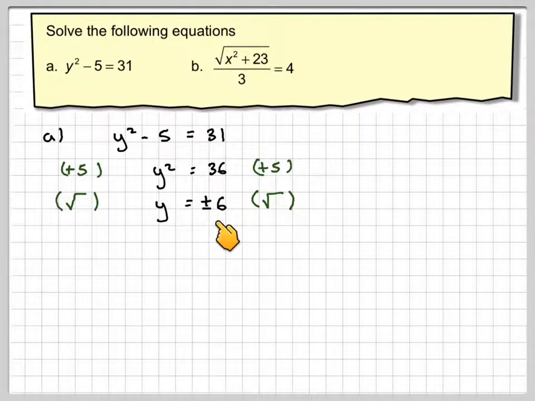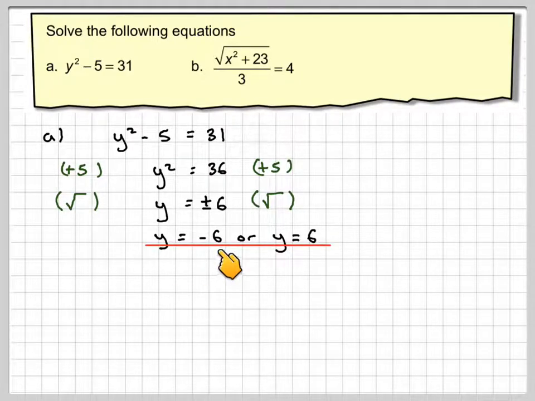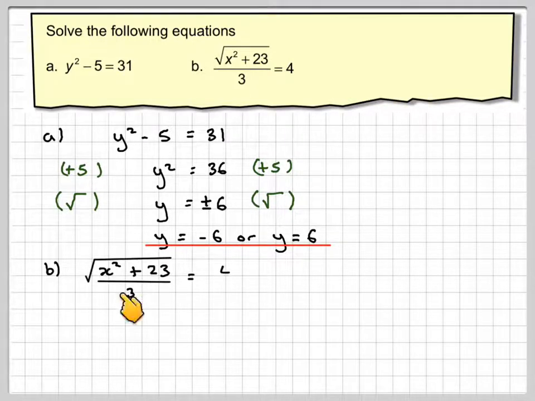The reason being is that minus 6 times minus 6 also makes 36. So the two answers: y is equal to minus 6 or y is equal to 6. For this one, we've got the square root of x squared plus 23, over 3, is equal to 4. First step, the opposite of dividing by 3 is to multiply both sides by 3.